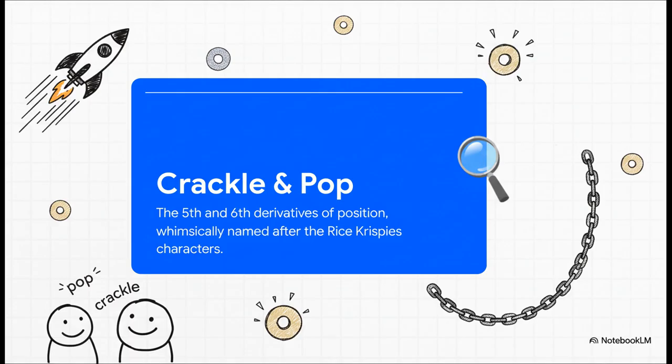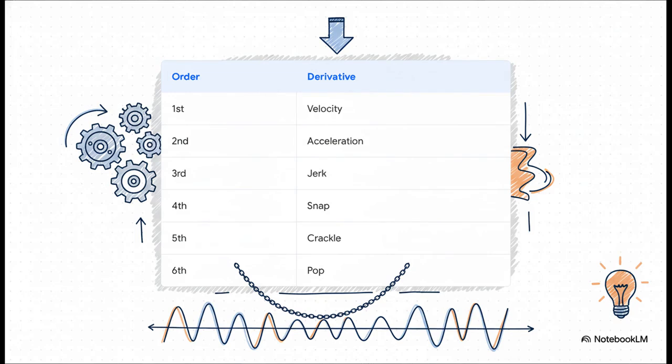Snap, crackle, and pop. So here it is, our whole alphabet of motion all laid out. We start with position, and then each step down is the rate of change of the one before it. Velocity, acceleration, jerk, snap, crackle, and pop. It's an amazingly precise way to describe how things move. Now hang on to this idea because we're about to connect it to something that seems totally unrelated.